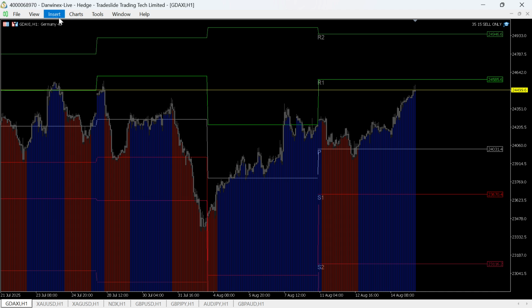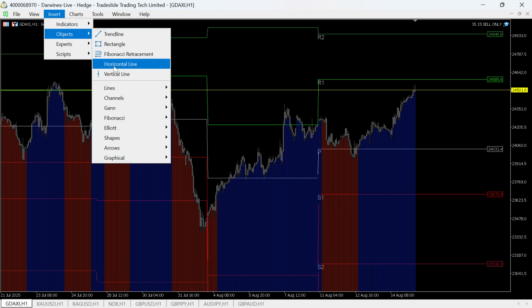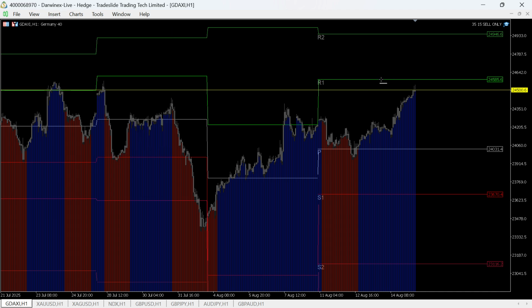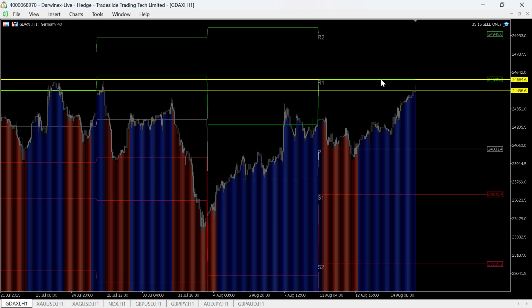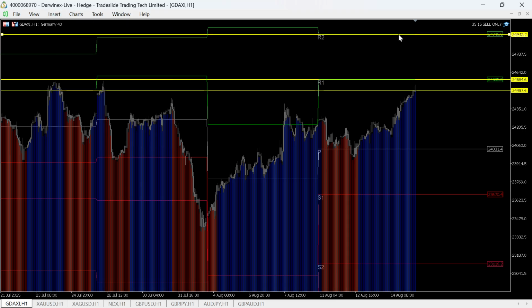So to do that, we draw a horizontal line here. I like pivots because, by calculation, the lines stay in the same place. It's not like the polynomial channel that moves. This is more precise, in my opinion, to make a decision whether you buy or sell an instrument.